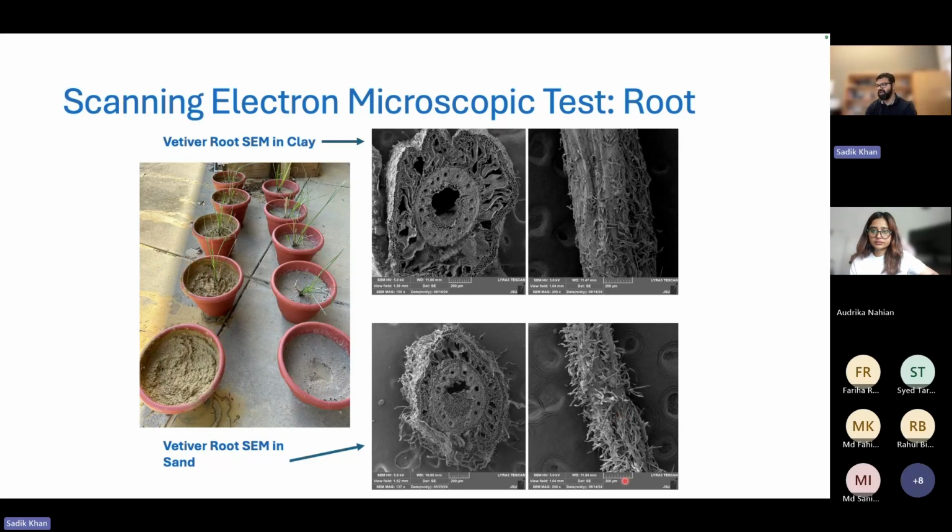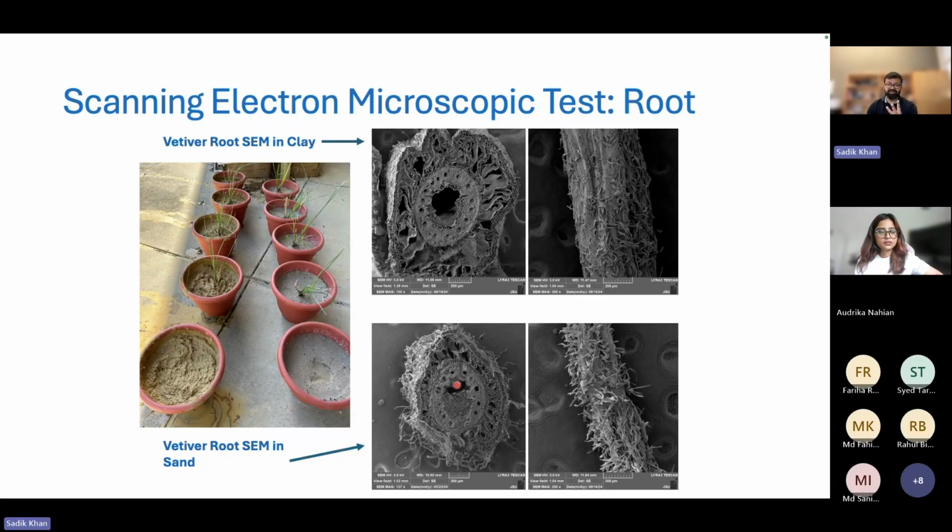If you look at the width of the vetiver root system here, this root is close to 0.5 millimeter or so, and in this case the root is close to 2 millimeters. Since the diameter goes up in clay soil, the load carrying capacity is much higher, and that is very important. But at the same time, the total number of roots goes down.